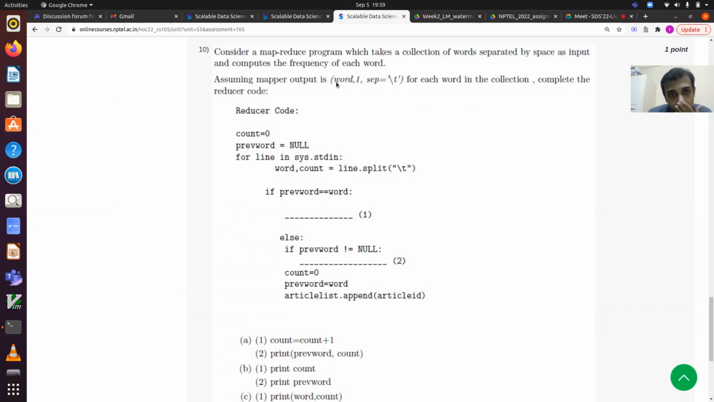Okay, sir. Fine, sir. Previous word equal to word. Now I'm going again to that word count. If previous word equal to word, then previous word equal to word, fine. So what will happen? The count will increase. Count equal to 1. Count equal to count plus 1, fine, sir.